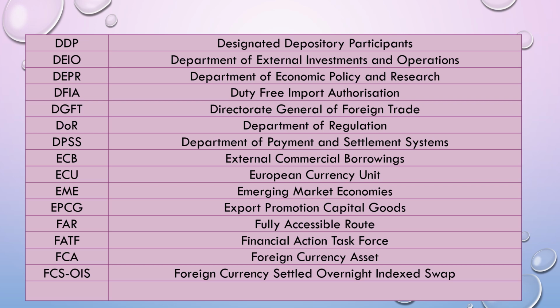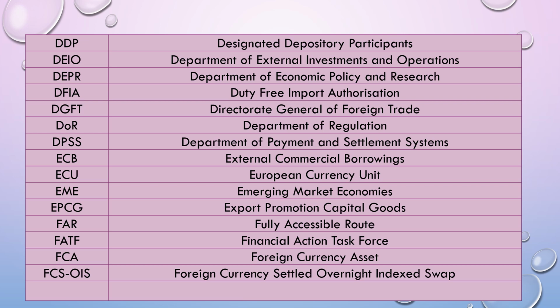FAR, Fully Accessible Route. The Reserve Bank, in consultation with the Government of India, introduced a separate channel called the Fully Accessible Route, or FAR, for non-resident investment in Government of India securities. This move follows the Union Budget announcement that certain specified categories of government bonds would be opened fully for non-resident investors without any restrictions.